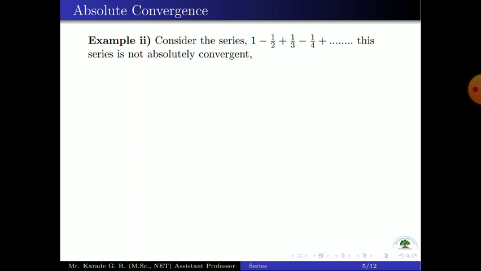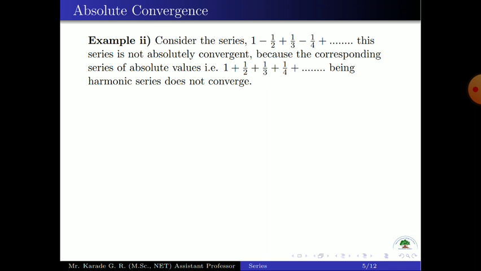Now, let's take the next example. Example number 2. Consider the series 1 minus 1 half plus 1 by 3 minus 1 by 4 plus dot dot dot. This series is not absolutely convergent, because the corresponding series of absolute values, that is 1 plus 1 half plus 1 by 3 plus 1 by 4 plus dot dot dot, is a harmonic series and it does not converge. Therefore, the given series is not absolutely convergent.